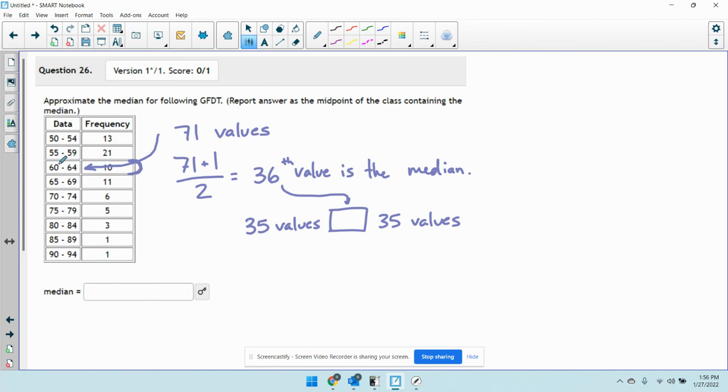So what is the value? Well, we don't know what they are, so we report our answer as the midpoint of the class containing it. The midpoint of this class is 61.2.